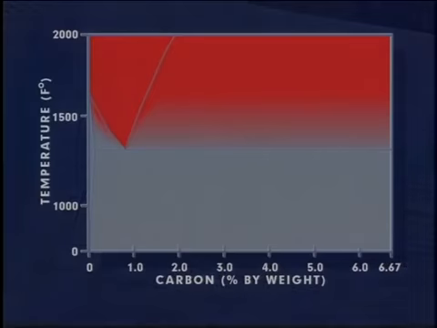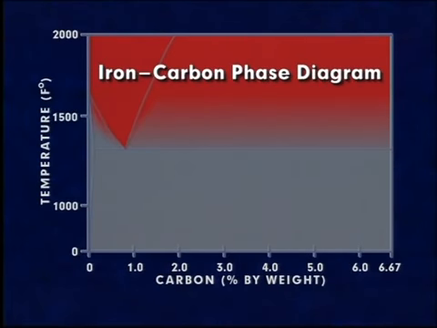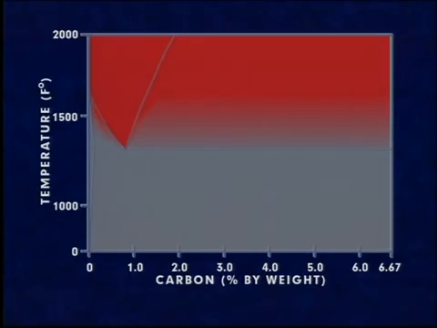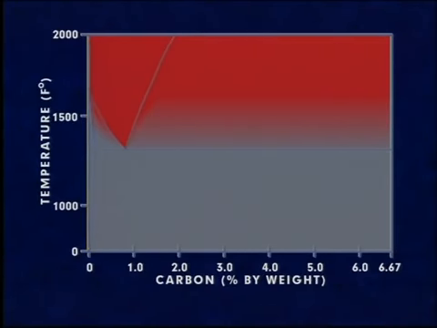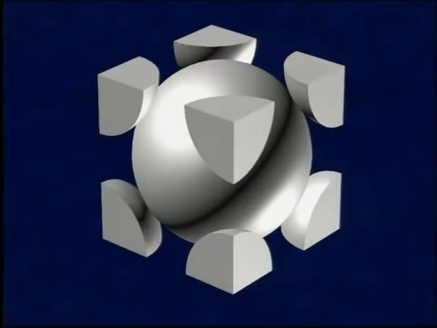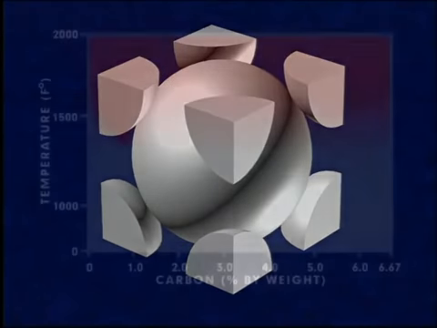This diagram is the iron-carbon phase diagram. Let's examine how temperature and carbon content combine to provide a variety of metallurgical structures. The left-hand side of this diagram is ferrite. Ferrite is iron containing an extremely minute amount of carbon. At room temperature, ferrite is magnetic, relatively soft, and has a body-centered cubic crystal structure.